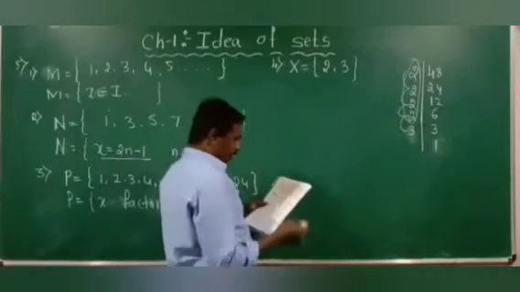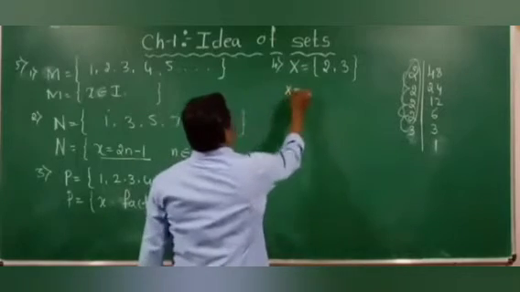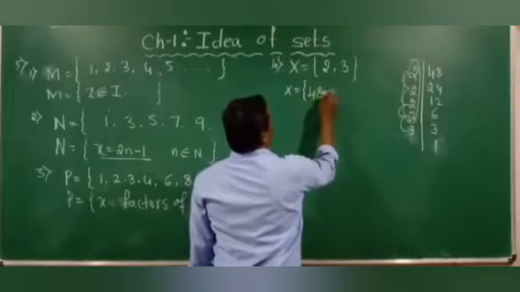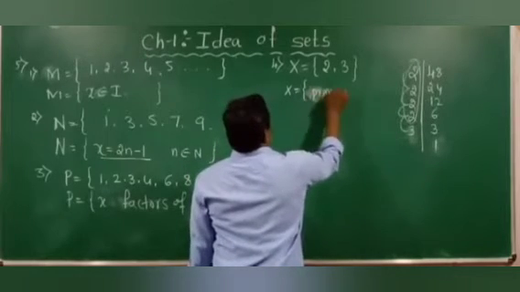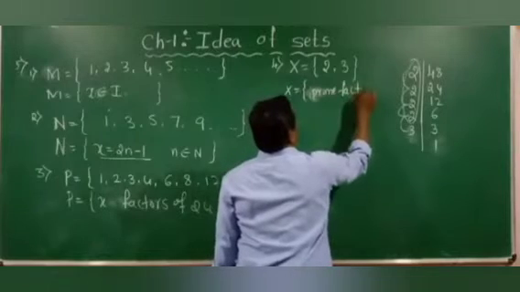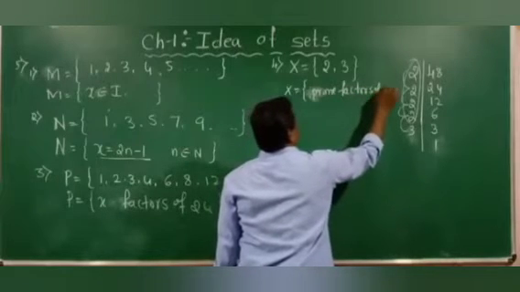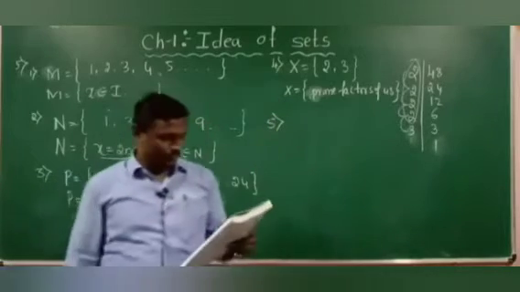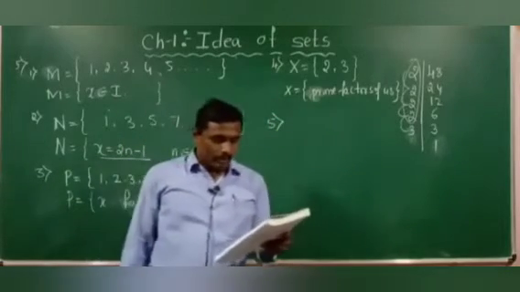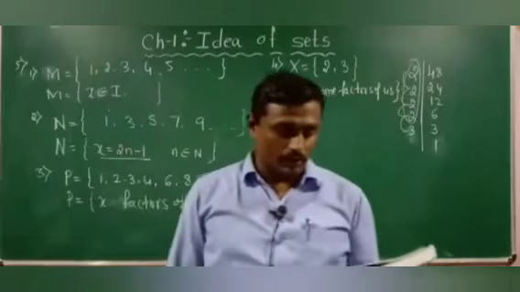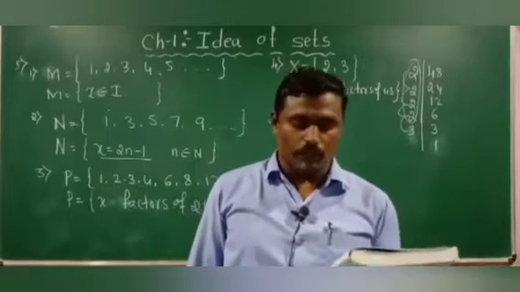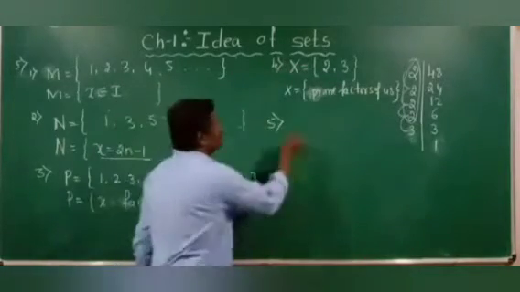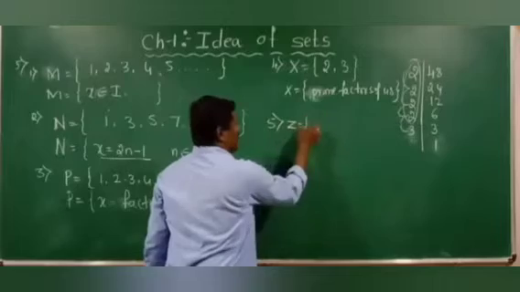Next, the same statement written in roster method. In roster method we write it as the prime factors of 48. Next, the fifth one: the set of the natural numbers which are perfect squares and are less than 50. That set I am considering as Z.